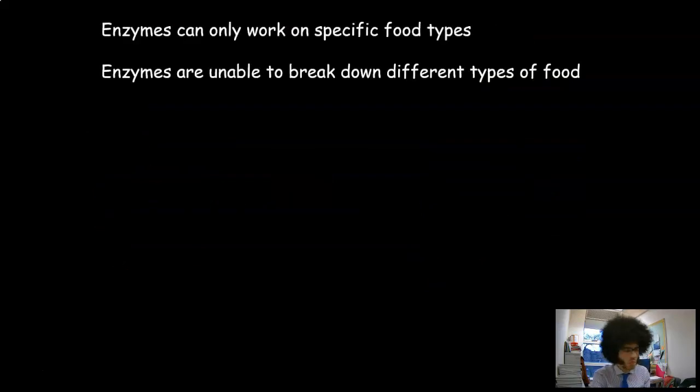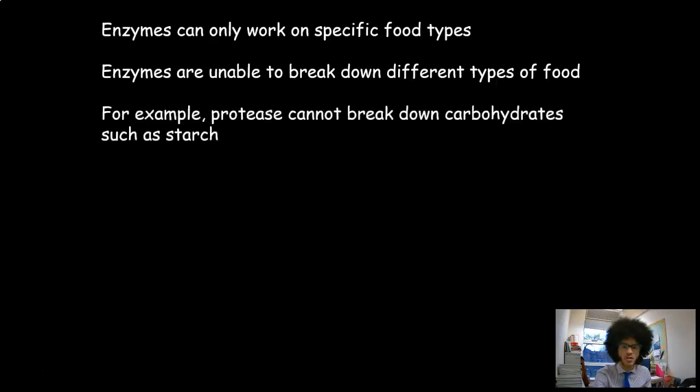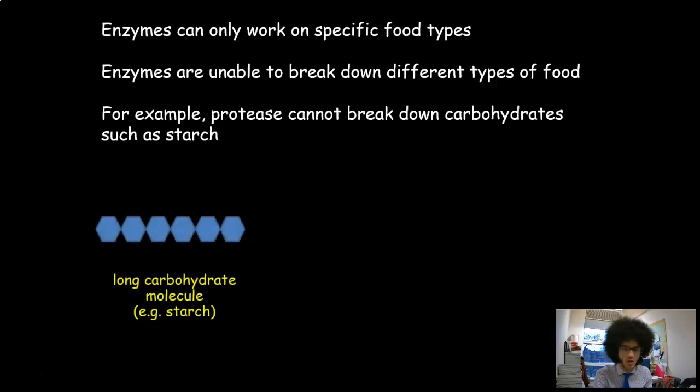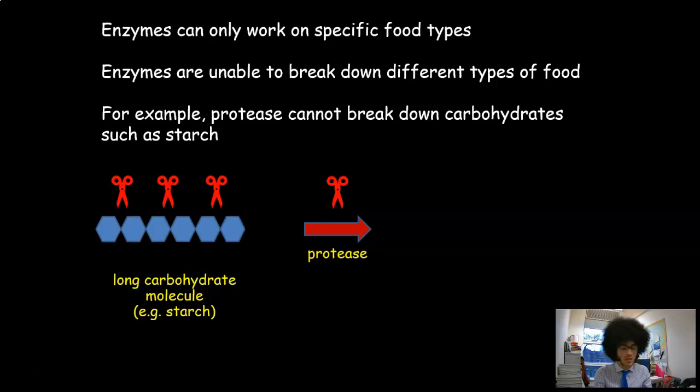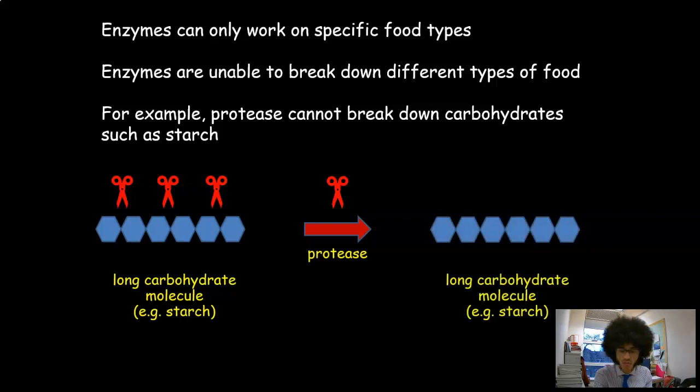Now, enzymes can only work on specific food types. So if I try to use one type of enzyme on a different type of food, it's not going to break it down. For example, here's my long carbohydrate molecules such as starch. If I try to use protease on that, that's not going to work, because protease only works on proteins, not on carbohydrates. The reason for that is the shape of the active site, but that's something I'll cover in another video. So essentially nothing gets cut, nothing gets broken down, and you still remain with your carbohydrate molecule.